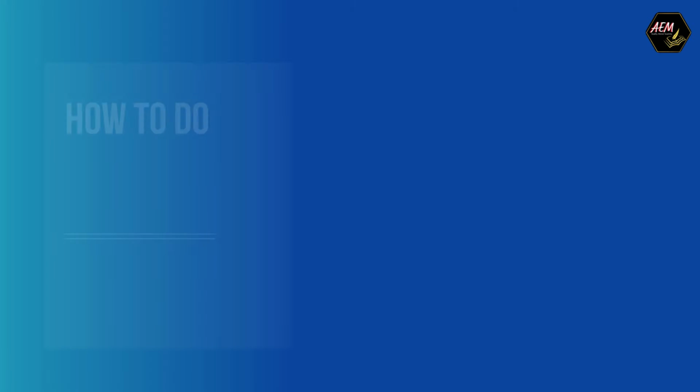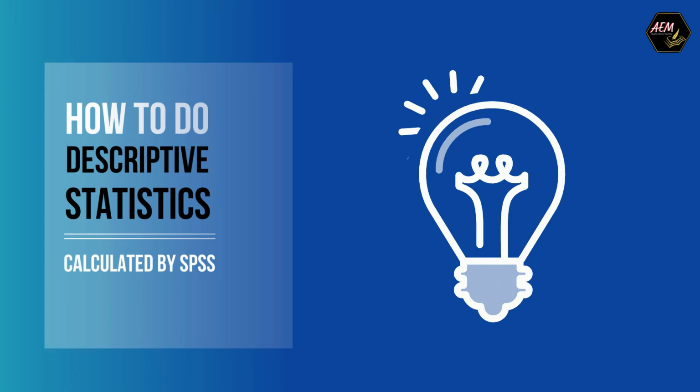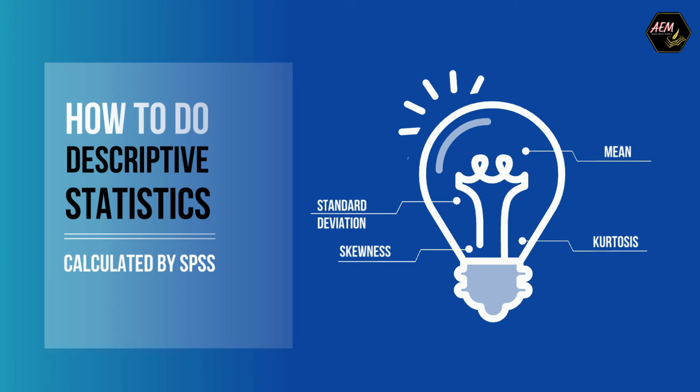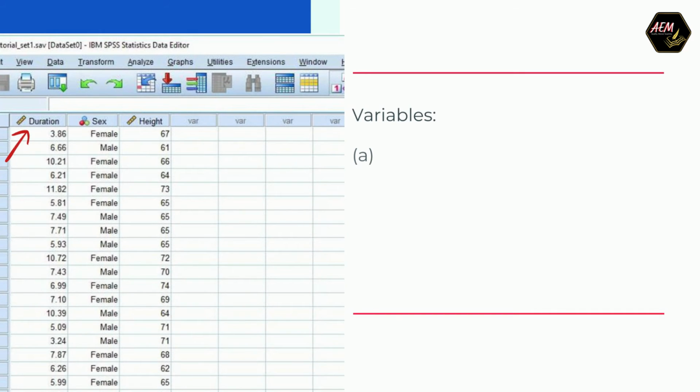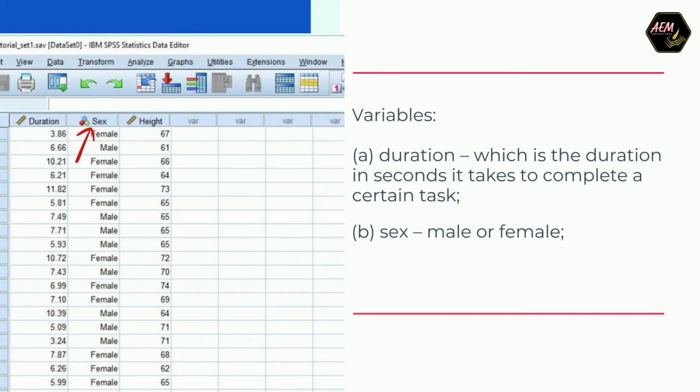Hi. In this video, we're gonna show you how to calculate descriptive statistics by using SPSS. We will cover mean, range, standard deviation, skewness, and kurtosis. As you can see, we've got three variables: a, duration, which is the duration in seconds it takes to complete a certain task; b, sex, male or female; and c, height, in inches.